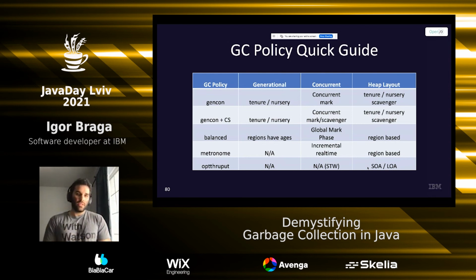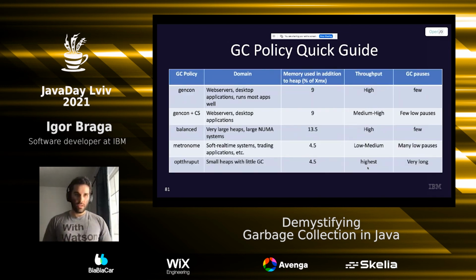So these different policies, for instance, some of them are generational, like GenCon and Balance, right? Most of them have some type of concurrency in them. Most of them mark objects concurrently, but only one of them, GenCon CS, moves objects concurrently. And they have different heap layouts, right? Balance and Metronome are region-based, while GenCon has new space and old space. And Throughput has a small object area and a large object area.